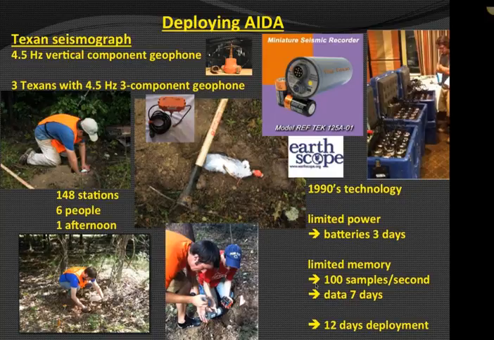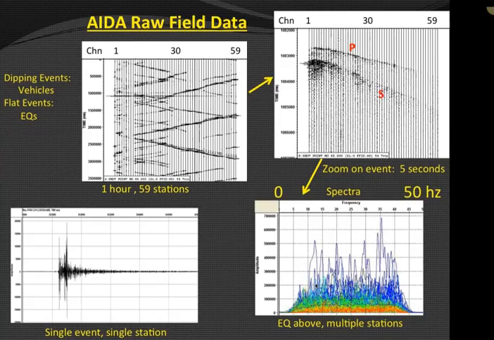Next slide, please. So a very quick look at the field data. At the upper left, we see 1 hour of data on 59 of the stations, and you can see some nice strong events going across the array. Those events that are sloping across the array, those correspond to the road speeds. So those are trucks and cars driving along the roads.